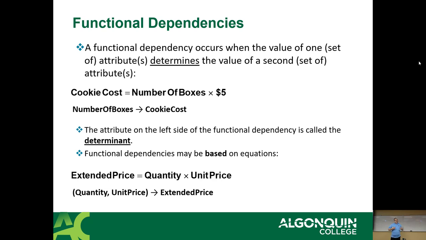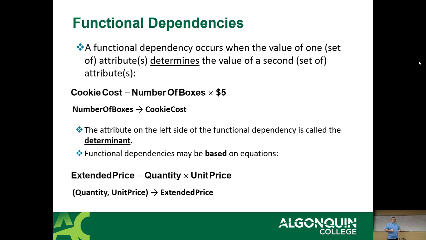So again, let's go back to Loblaws and we're going to buy ourselves some bananas. 79 cents a pound, we have 2 pounds. So let's round it to 80 cents because 79 cents sucks to multiply. 80 cents times 2 is $1.60 for your bananas. The $1.60 is determined by the fact that it's 80 cents times 2, which would be noted as follows. Quantity and unit price determines the extended price. That is a functional dependency.